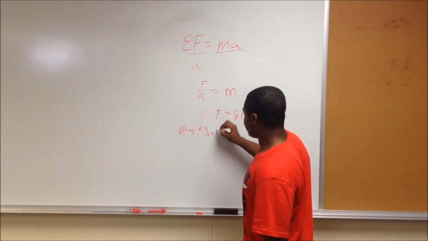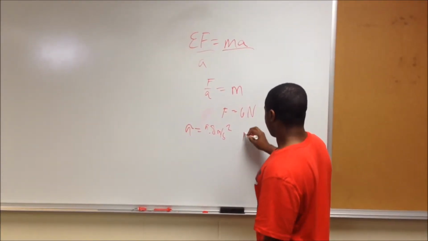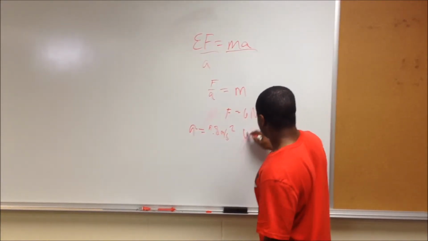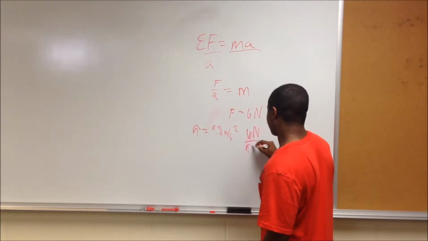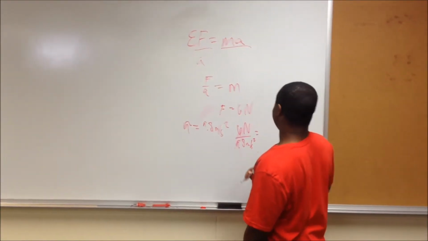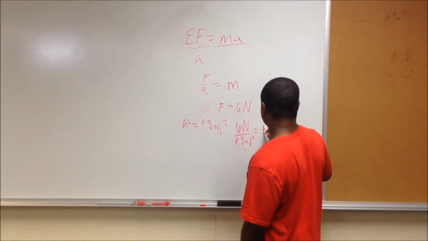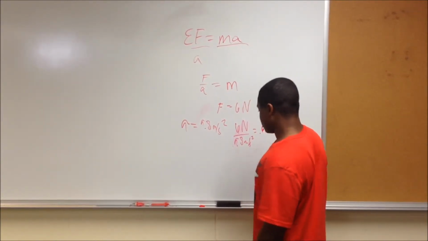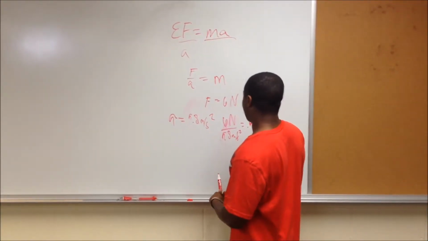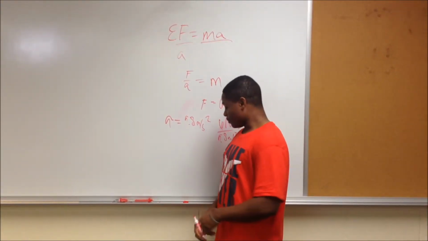We can now calculate the mass. F over a, 6 newtons divided by 9.8 meters per second squared. Let me think, that is 0.61 kilograms. We now have the mass. So now that we have that, we can find the circumference.